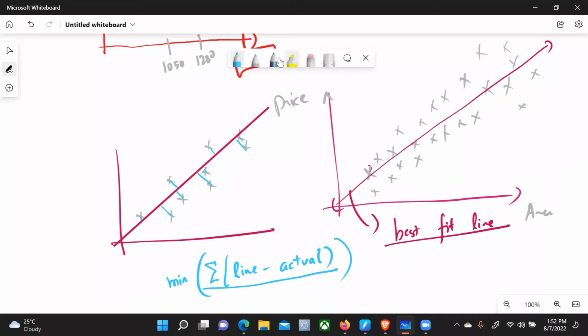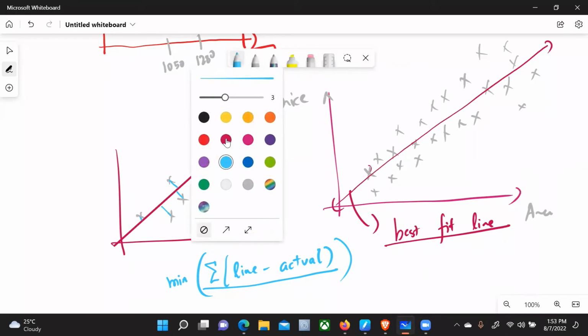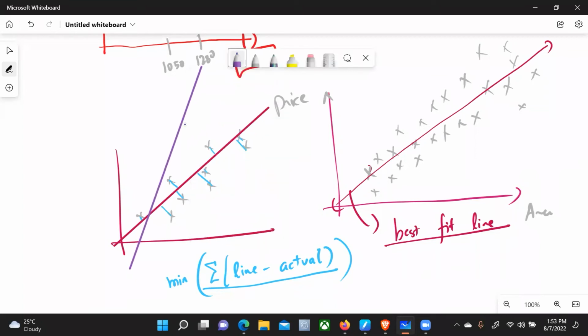Okay, consider another line. If I were to come up with this line, would this line be a good fit? The purple one that I just made here?